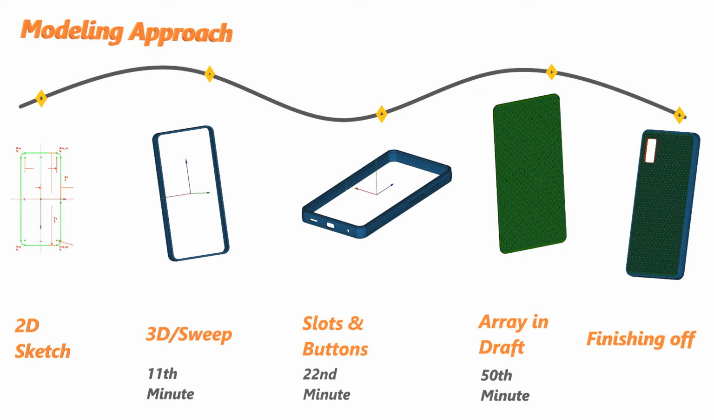Array in the Draft workbench is used to create the phone case pattern. Also, this shows how to manage a model tree as you keep adding features. Since this is a fairly long video, a timeline is added so you can skip to the part you want to watch. Hopefully this is useful to you guys.